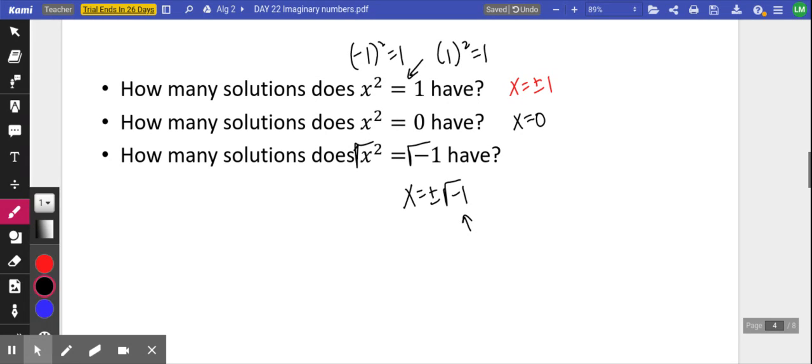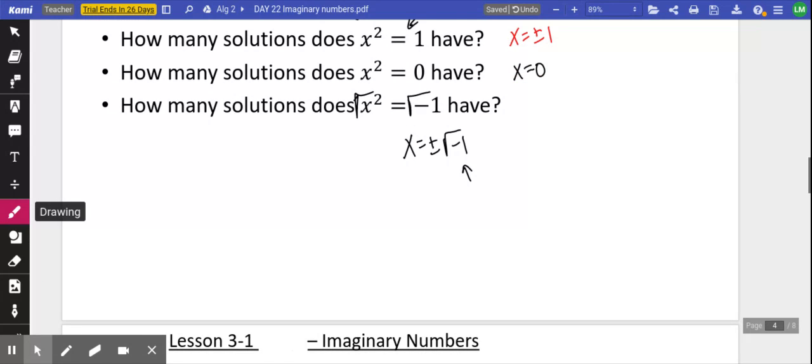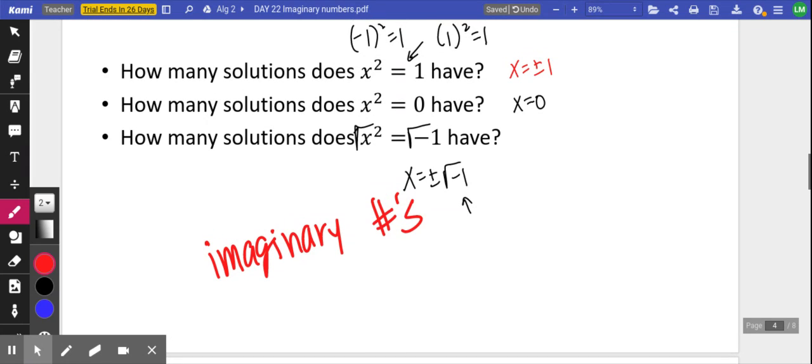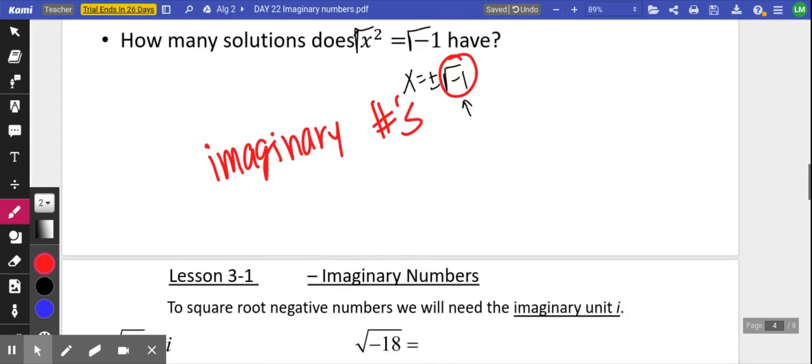So this is where they created something called imaginary numbers. All right, imaginary numbers to account for situations like this. Now, it doesn't mean they don't exist. It doesn't mean they're not real. It doesn't mean you can't see them. I'm going to show you what they mean on this next slide, okay?